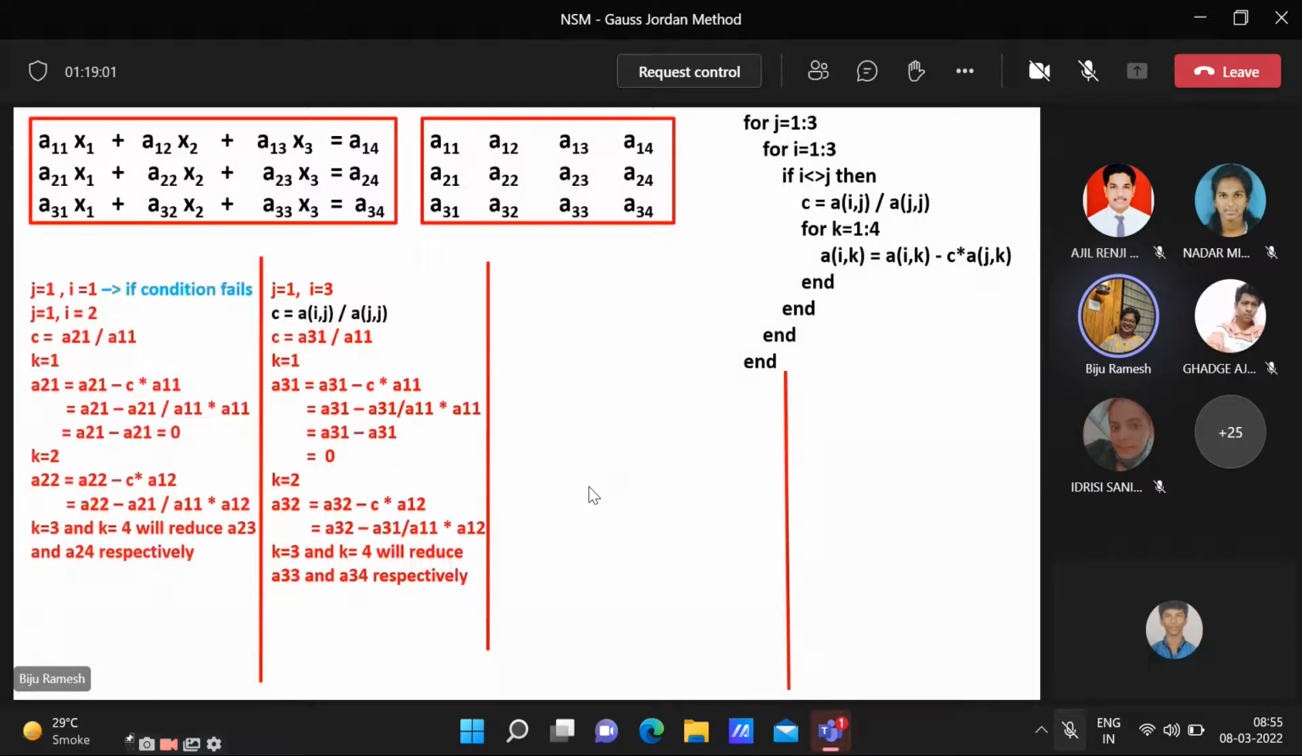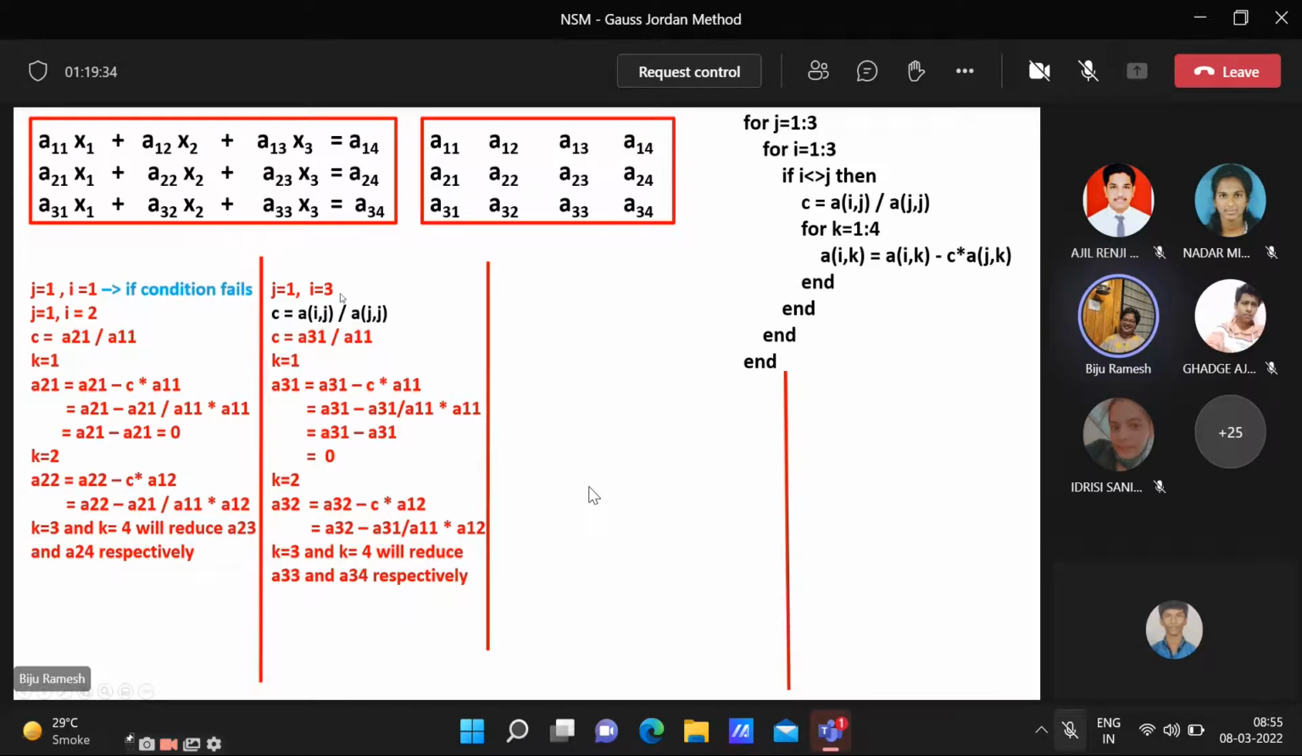So you see here, I is 3, j is 1. So you see A31 divided by j is 1, so A11. So now k is equal to 1, you will reduce A31. This will be reduced to 0. So A31 minus A31 into A11 into A11. So A11 will get cancelled. So A31 minus A31 you get 0. Again you go for k is equal to 2, some value will be there, k is equal to 3, k is equal to 4. When k is equal to 3, A33 will be reduced. When k is equal to 4, A34 will be reduced.